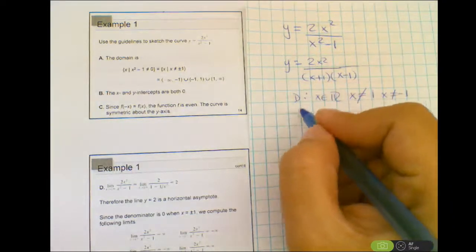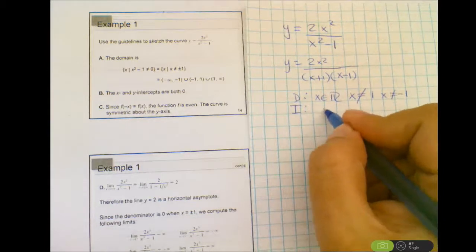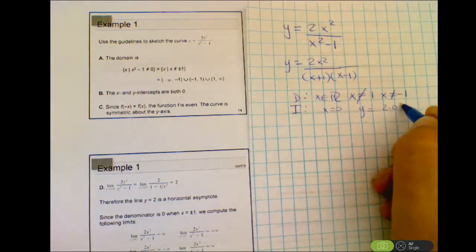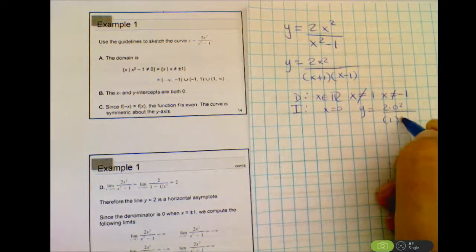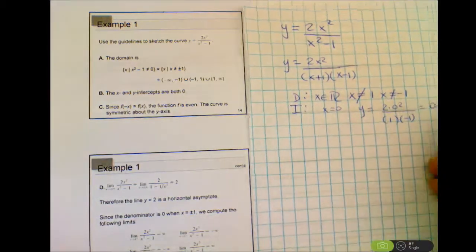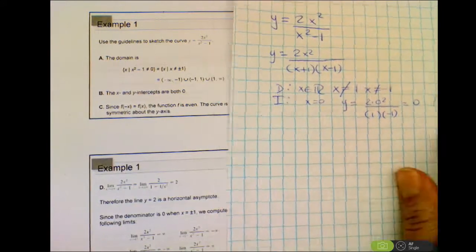That's the domain. Then the intercepts, when you make x equals 0, then you have y equals 2 times 0 squared over 1 times negative 1, and this is 0. So you know that it crosses the origin, crosses the point (0, 0). So I know that about my function.